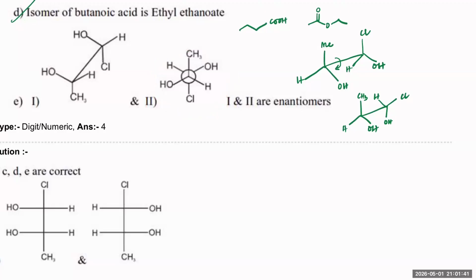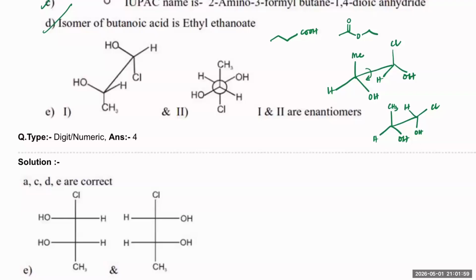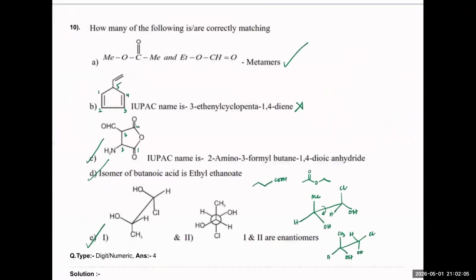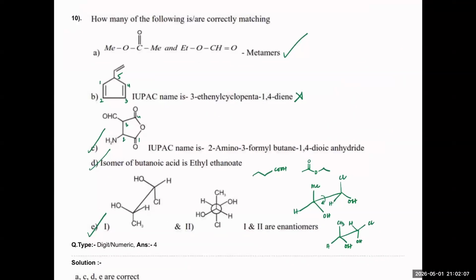So you can see H, Cl and OH. There is one exchange which can happen with respect to this structure, and here also there is one exchange that can happen. So the front carbon and back carbon will require only one exchange. One exchange will always lead to the formation of enantiomers. So that is correct. Clear? Any doubt on the 10th one? Please let me know.